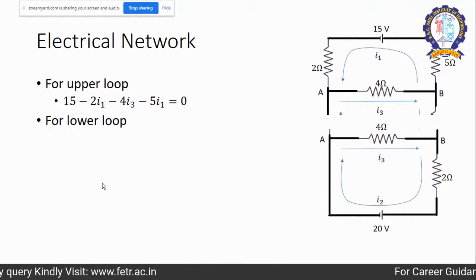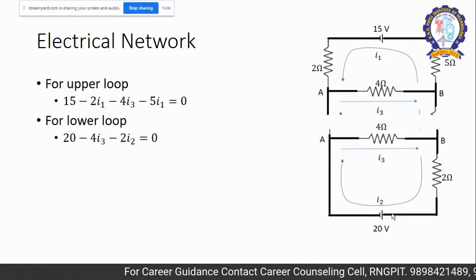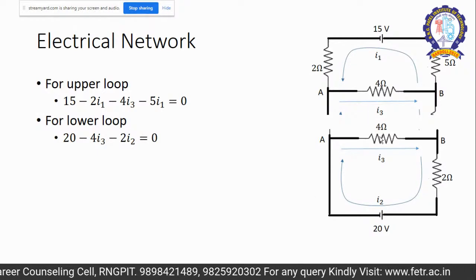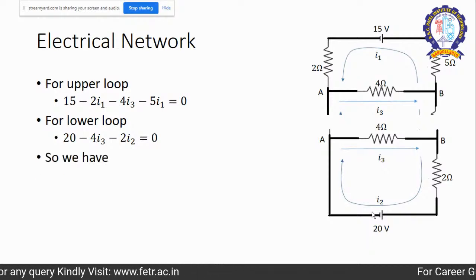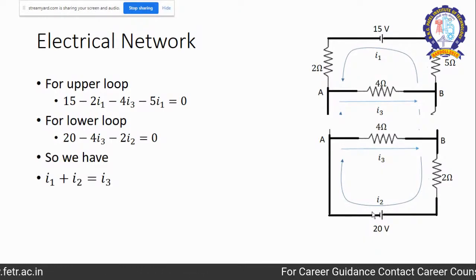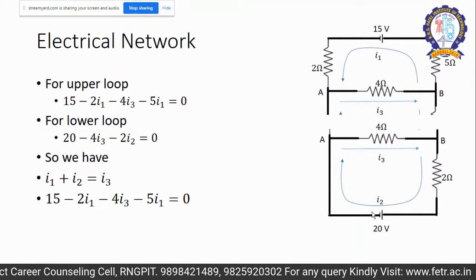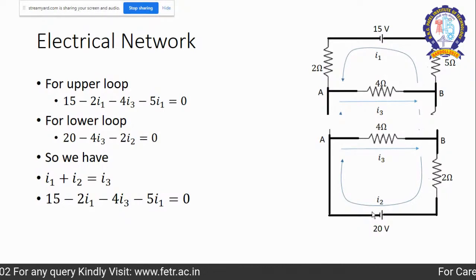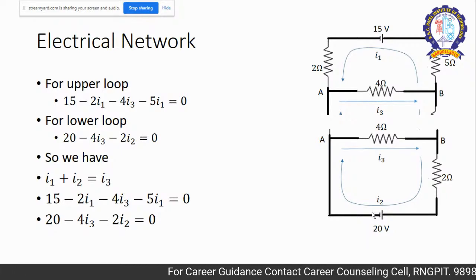For the lower loop, we can start from here. It is 20 minus 4 I3 minus 2 I2, equal to 0. Now we have three equations. One is for the whole circuit, and the other two are for the individual loops. I1 plus I2 equal to I3. Second, 15 minus 2 I1 minus 4 I3 minus 5 I1 equal to 0. Next, 20 minus 4 I3 minus 2 I2 equal to 0.